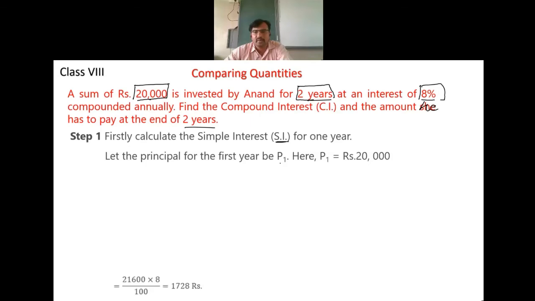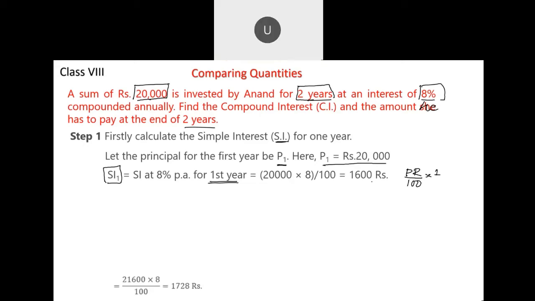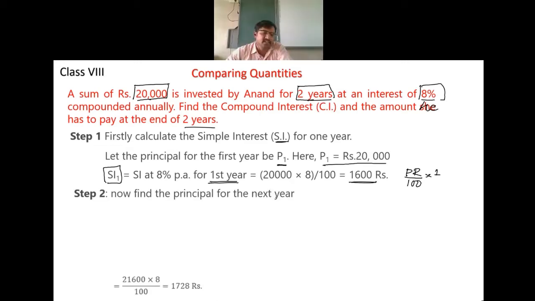If the principal for the first year is taken as P1, P1 is 20,000. So the simple interest for the first year is written as SI1. It is 8% per annum, so 8 by 100 is to be multiplied. Here, when you observe, the year is not considered. I have taken only PR by 100 because the number of years is 1, as we are calculating for the first year. So we get 1,600. Now we will calculate the principal for the next year.